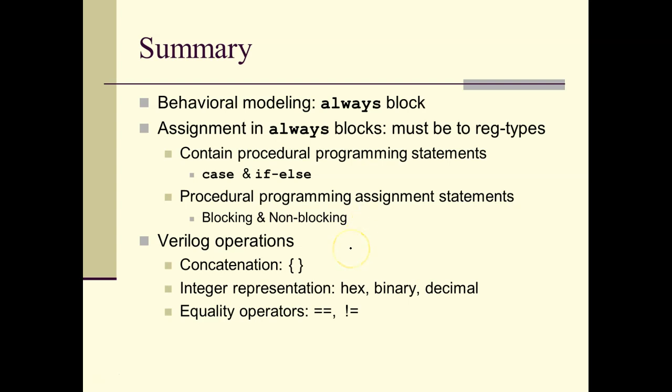There are a bunch of different operations in Verilog that you need to be familiar with. One is concatenation, super handy, which we do with these curly braces here. We can also represent integers in various formats, hexadecimal and binary. We typically never use octal. There are a whole bunch of different equality operators in Verilog. What we see here are two of them, and we'll be getting into more as we go on later.